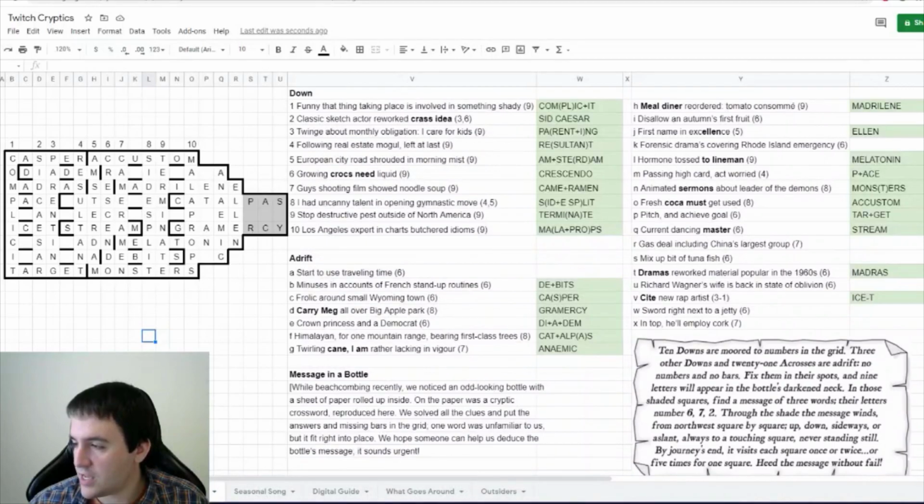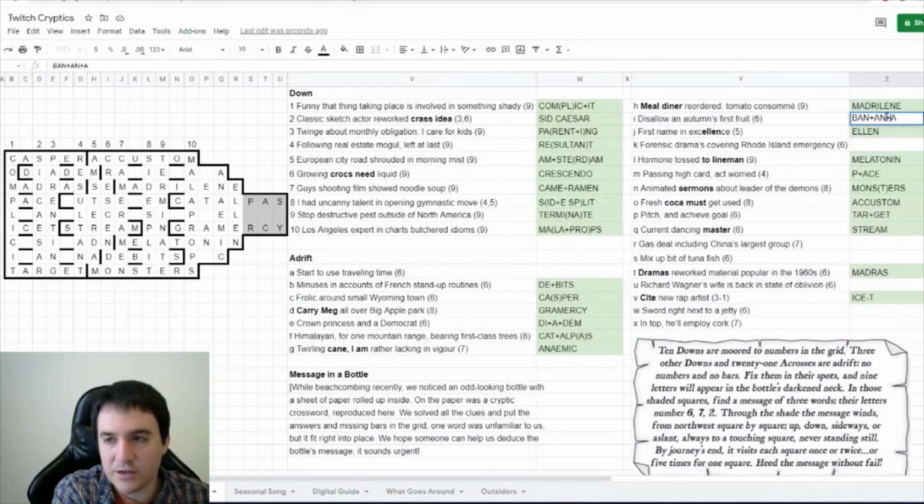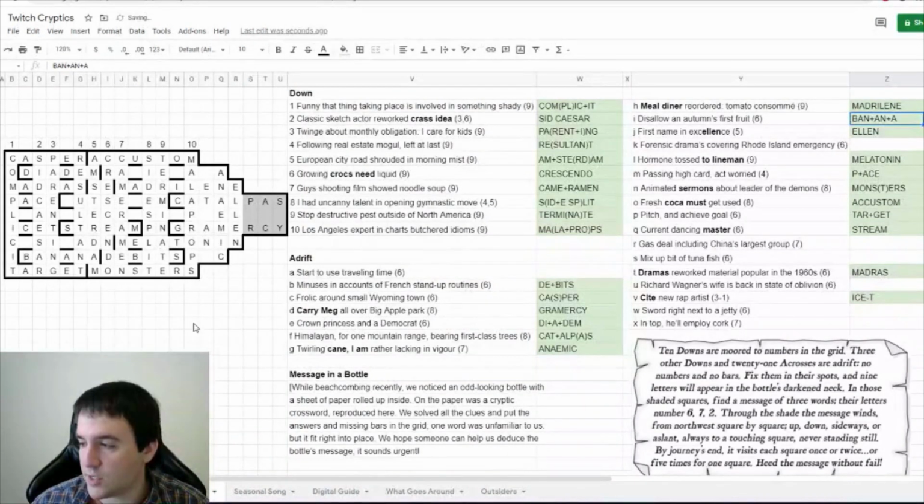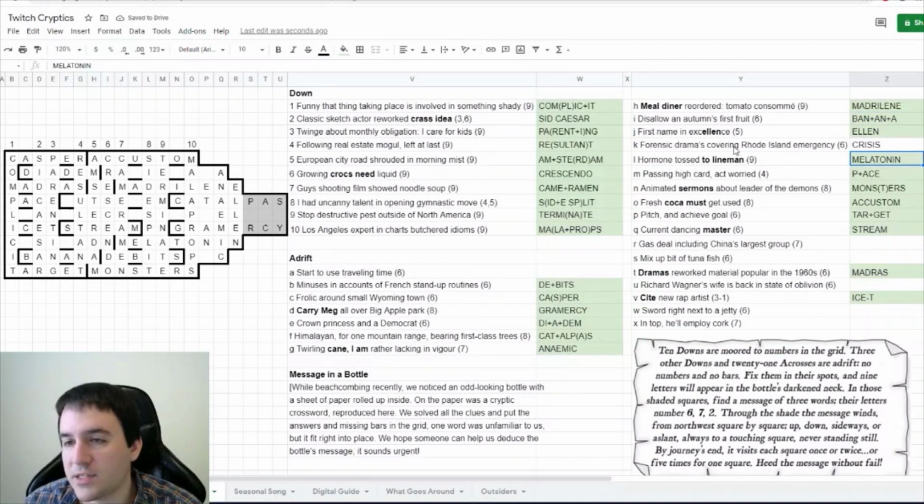And Zamaj says I is banana. Disallow is ban. In autumn's first fruit. So that's Anne with A for autumn. And Zamaj also got K is crisis. Forensic dramas covering Rhode Island emergency.